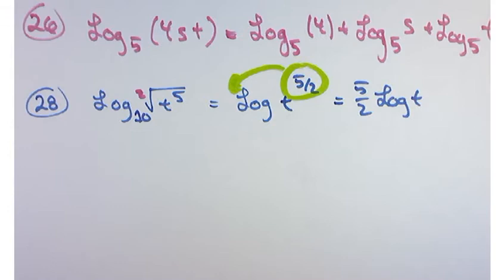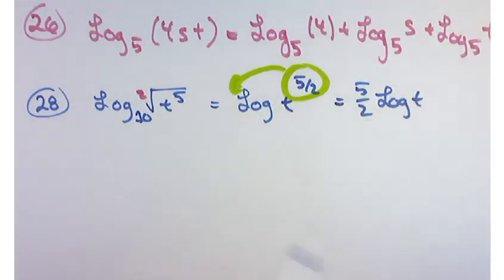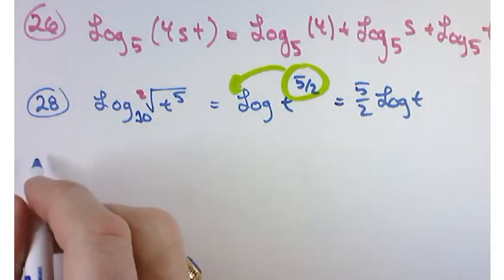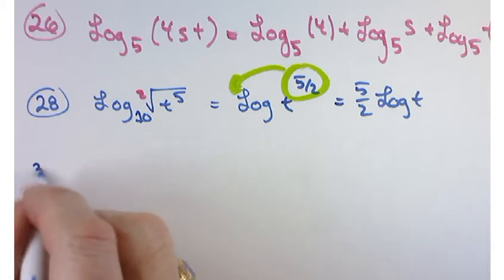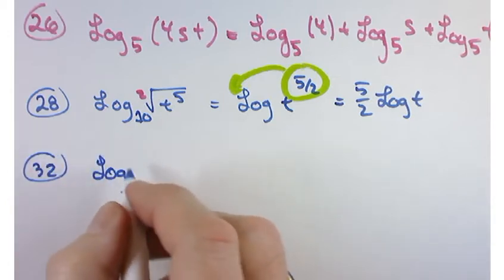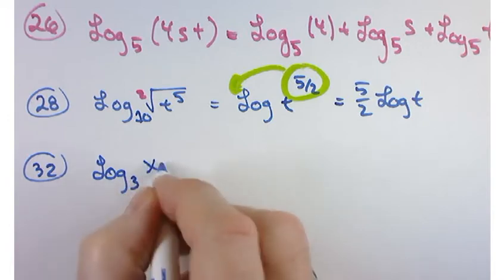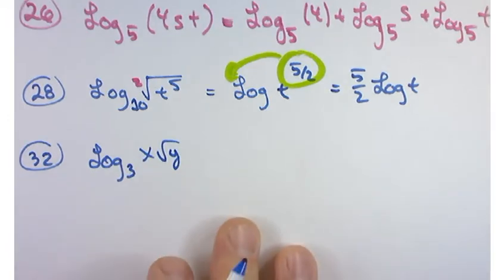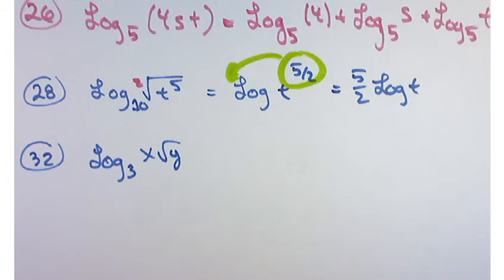Let's keep going. Kind of blend a couple here together. Are we okay with these first handful of examples? Let's try problem number 32. Log base 3 of x times the square root of y. Where would you start? What are you seeing first, or where do you want to start?